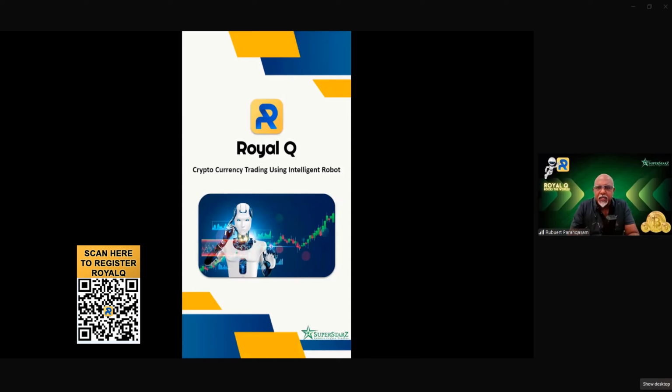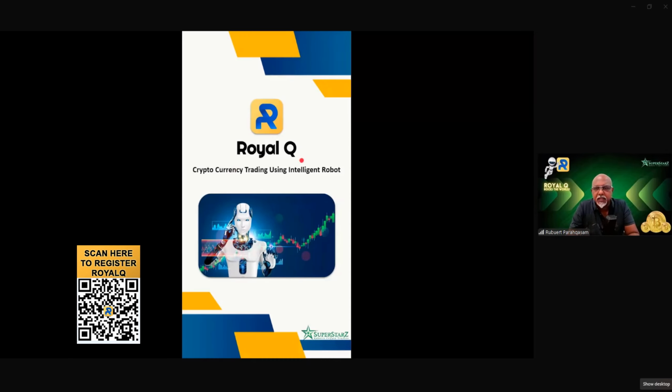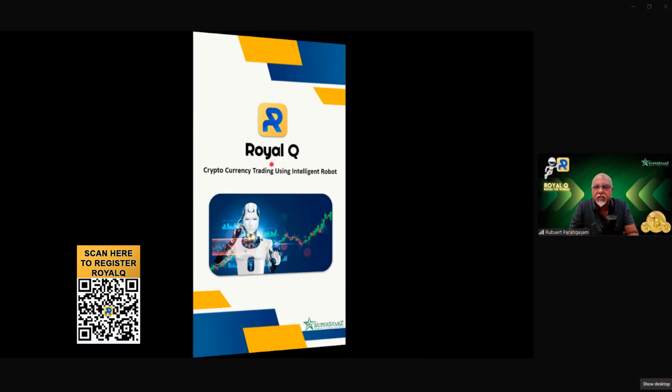The robot, the app that we are going to talk about today, is called Royal Q. Royal Q, that's the name. I think a lot of you are already users of Royal Q. Some of you may be here for the very first time. For those of you who have not heard about it, this is a robot that has proven itself in ways that are so fascinating that I will be talking about that in a short while. Now, let me introduce this robot to you.